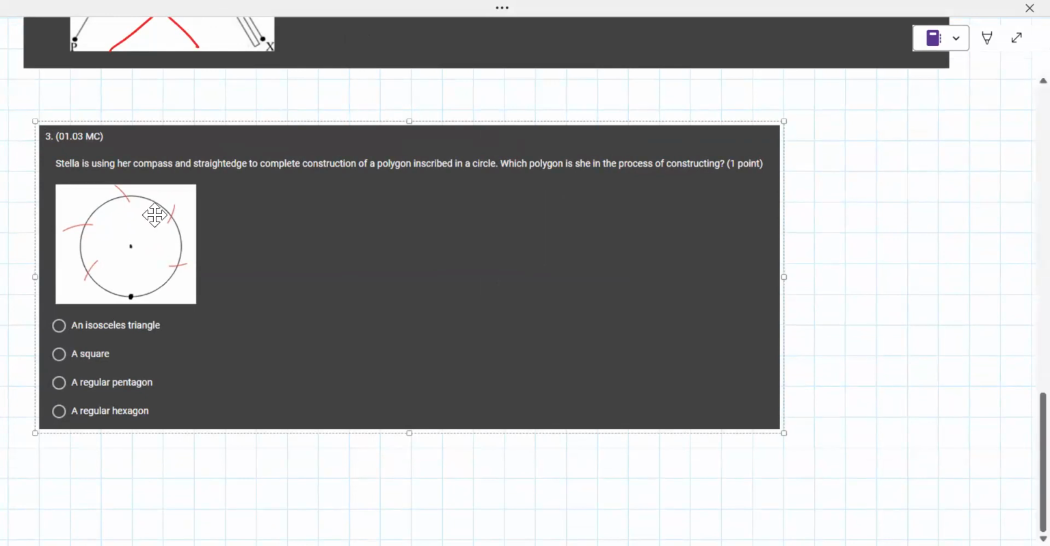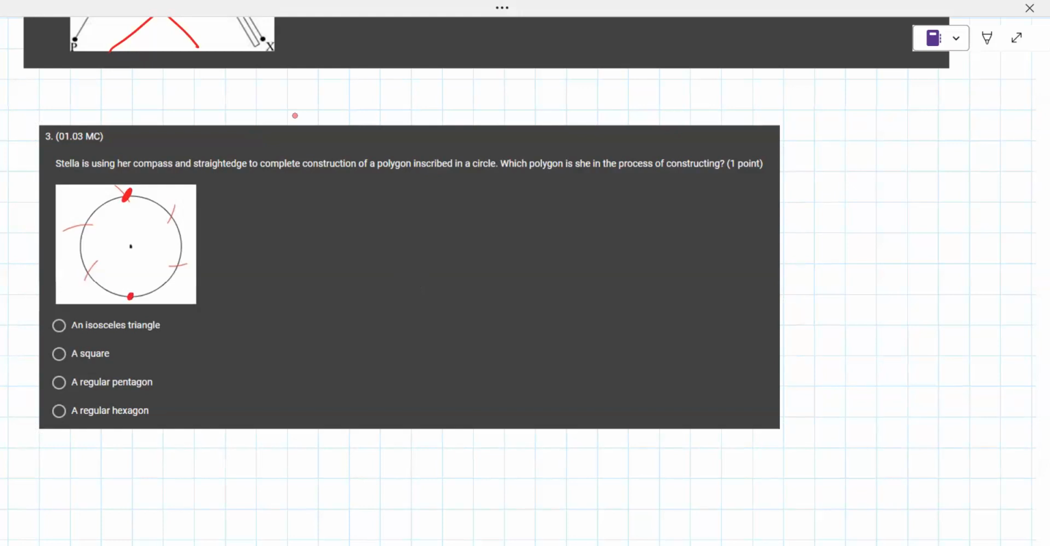Okay. Stella is using her compass and straightedge to complete a construction of a polygon inscribed in a circle. Which polygon is she in the process of constructing? So I want you to count the number of vertices that you might see, like, think of this as a vertex. How many of those do you see? 5. There's also this one down here at the bottom.